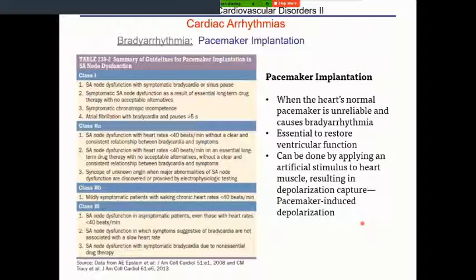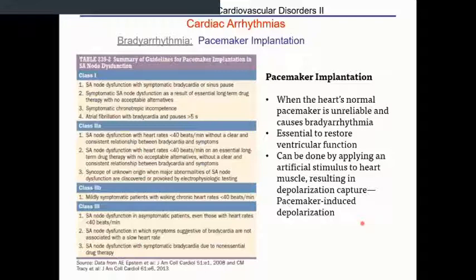Treatment for bradyarrhythmias might include pacemaker implantation, and in the table in your handout you have summary guidelines for pacemaker implantation in SA node dysfunction. For class 1: SA node dysfunction with symptomatic bradycardia, sinus pause, symptomatic SA node dysfunction as a result of essential long-term drug therapy with no acceptable alternatives, or symptomatic chronotropic incompetence, or atrial fibrillation, bradycardia, and pauses greater than 5 seconds. These are your indications for pacemaker implantation.